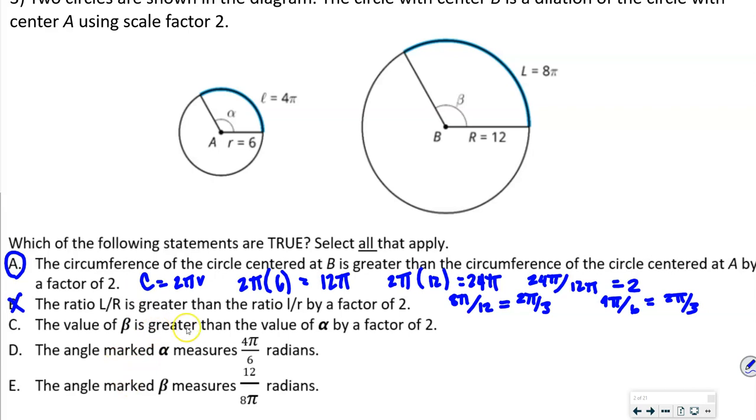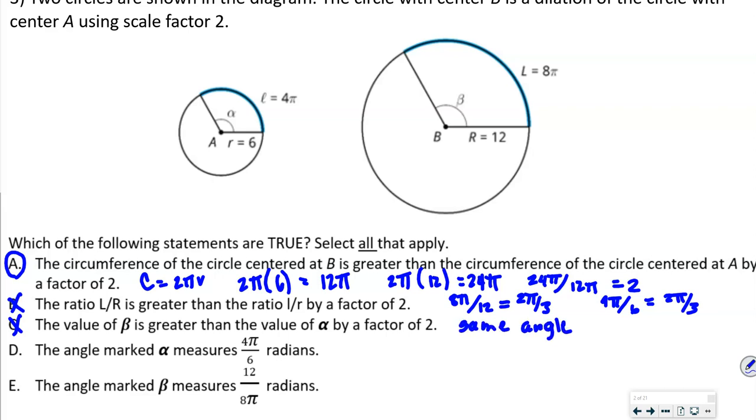The next one says the value of beta is greater than the value of sigma by a factor of 2. So that's not true either. Now, how do I know that? Because the angles are the same. If this is 4 pi and that's 8 pi, it means that these are a factor of 2. You see that? And that's the length of these arcs. Okay, so if the length of the arcs is bigger by a factor of 2, then obviously the angles have to be the same. So this is not true either. Okay, that's the same angle. So we could say same angle here.